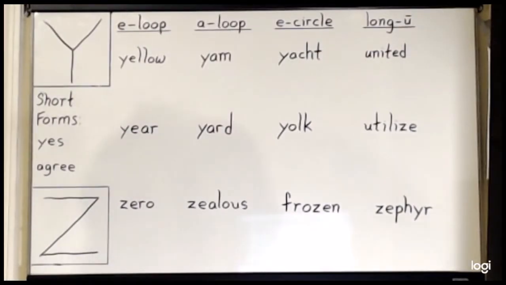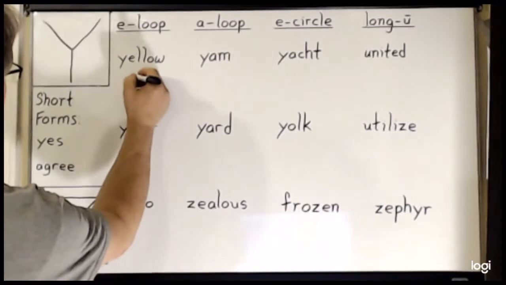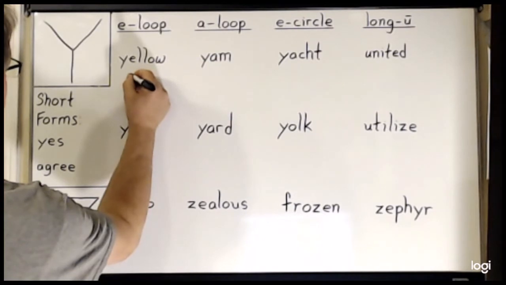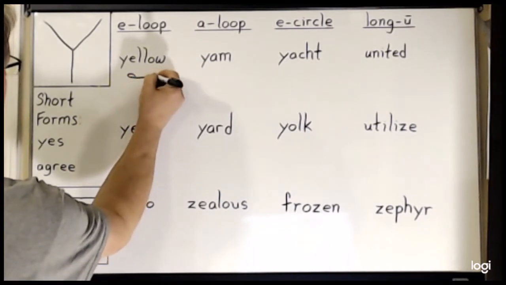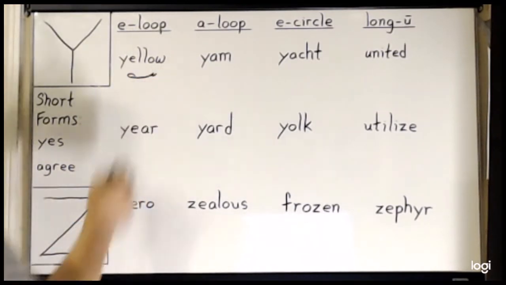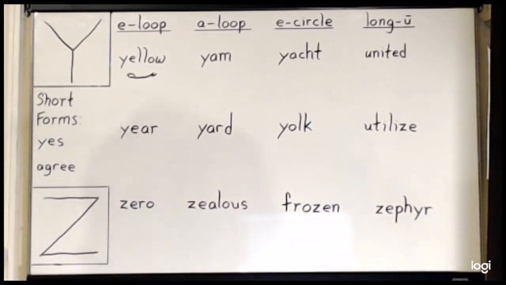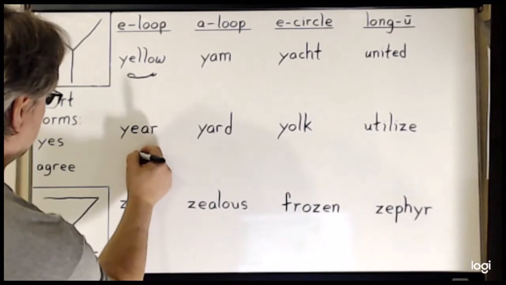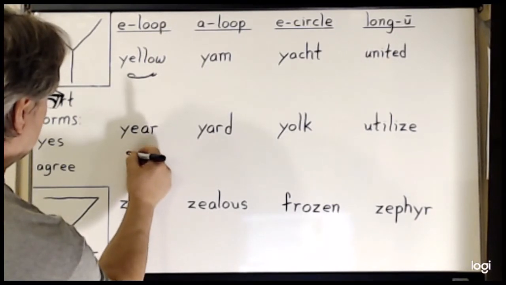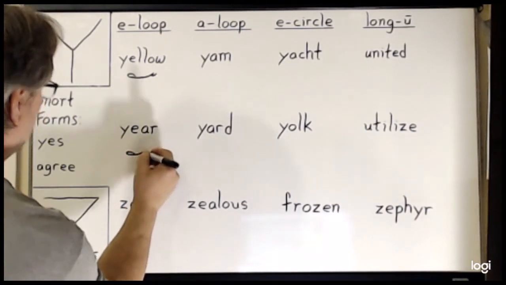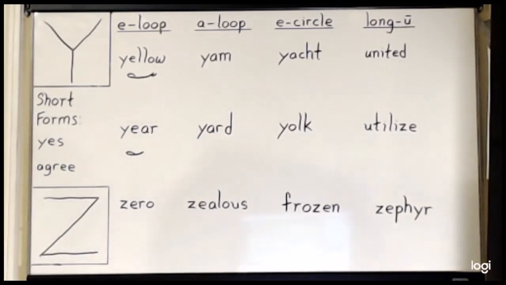So for the word yellow, we're going to do that E loop. Looks like this, and then an L and O for yellow. And you can see how it's a loop here. For the word year, let's write that loop again for the Y and the E, then the R for year.